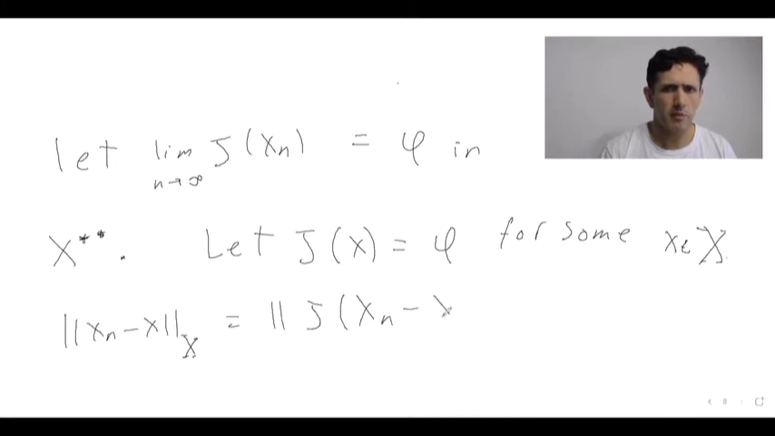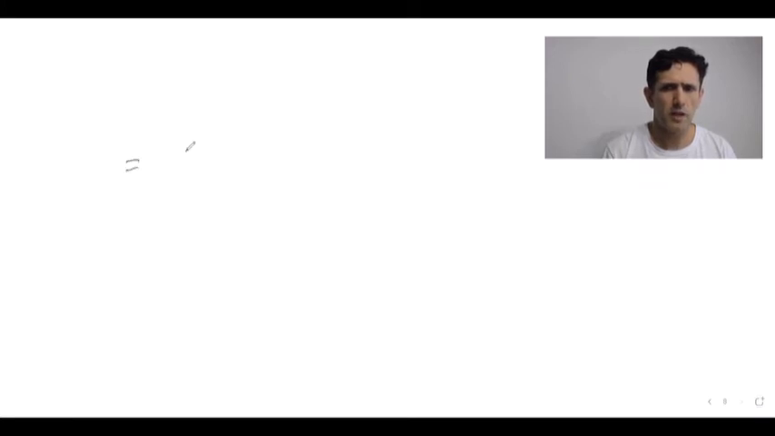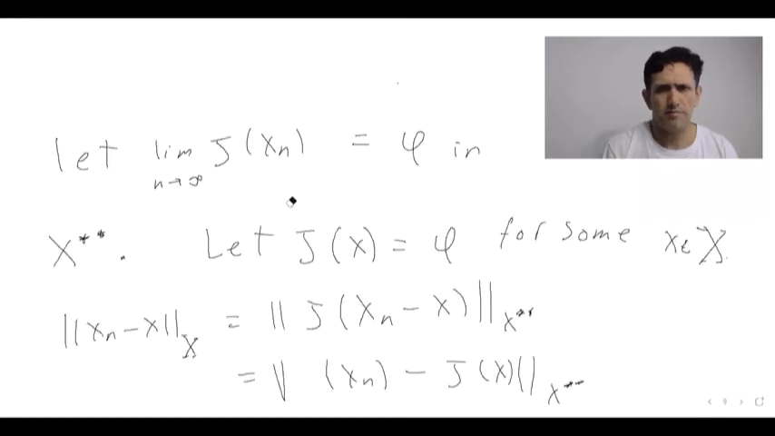Well, you use the fact that it's an isometry. This is going to be the norm of J of Xn minus J of X. It's linear. And last but not least, this is going to be equal to the norm of J of Xn minus phi, and that converges to zero. We assume J Xn converges to phi. So it's really just an exercise in the definition of being reflexive. All right, so what are some examples of reflexive Banach spaces?